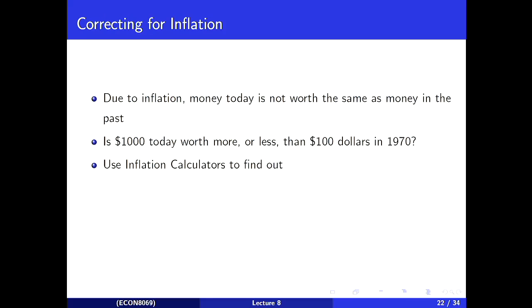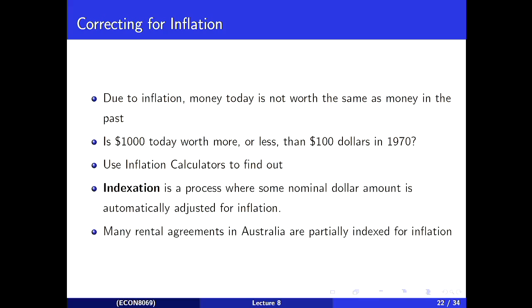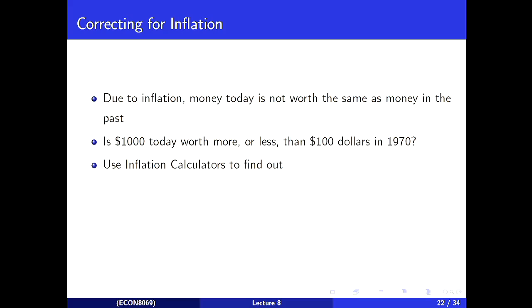All right. Correcting for inflation. Money today is, due to inflation, not worth the same as money in the past. And so we have a question. Is $1,000 today worth more or less than $100 in 1970? Who reckons $1,000 today is worth less than $100 in 1970? Hands right up for less. Hands right up for more. Couple. Hands right up for pretty similar.